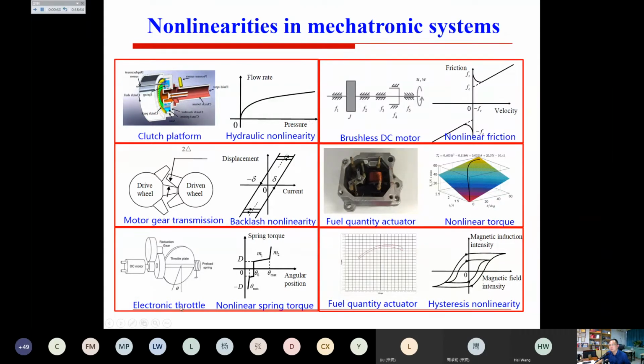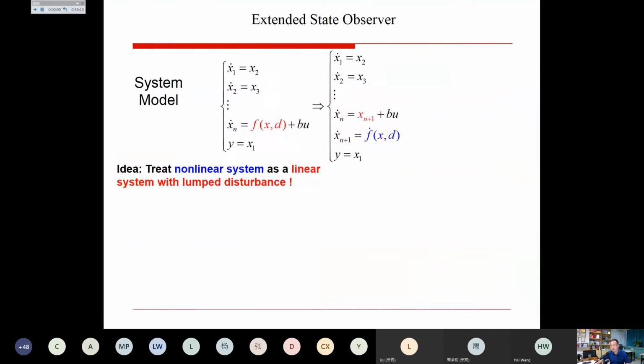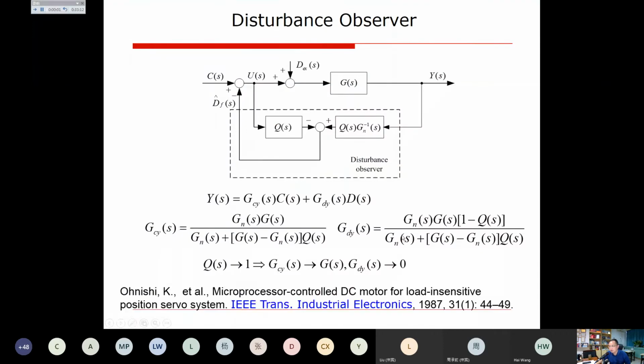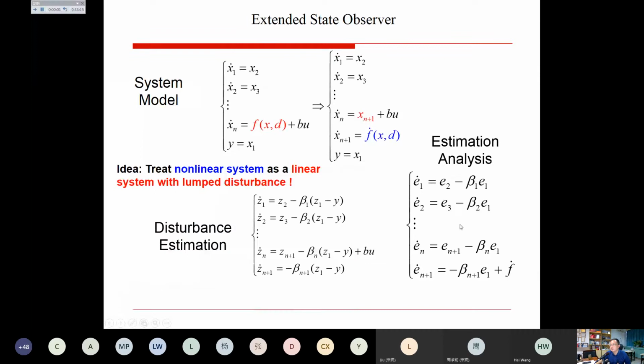You see also in the electronic throttle system, the spring torque, in the book we know it's linear, but you see it's a very nonlinear one. It will not converge to a constant as well. Also, in the fuel quantity actuator for the engine control system, there is hysteresis nonlinearity. It changes with the working conditions, with the state. So this kind of strong nonlinearity will not converge to a constant. If you treat them like a linear one, like DOB and ESO, you cannot have a good estimation of the disturbance. Still, they exist. They have a bad influence on the performance, right?